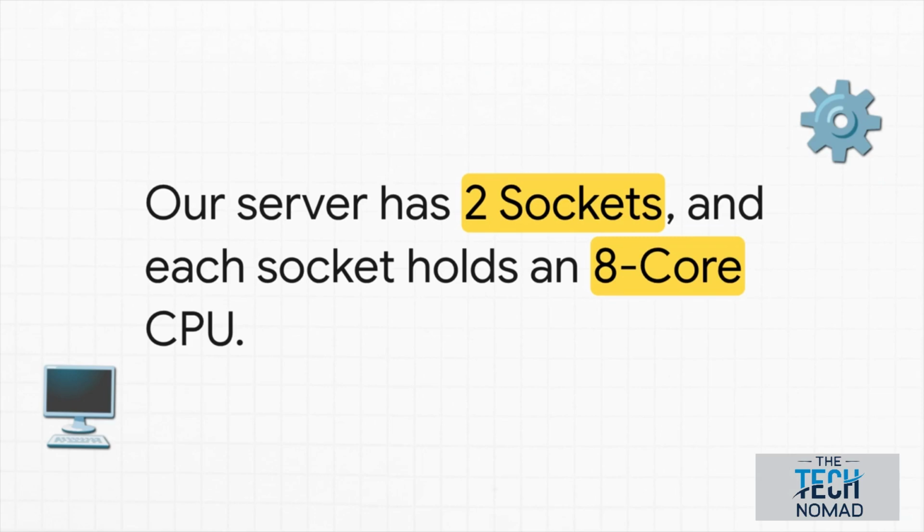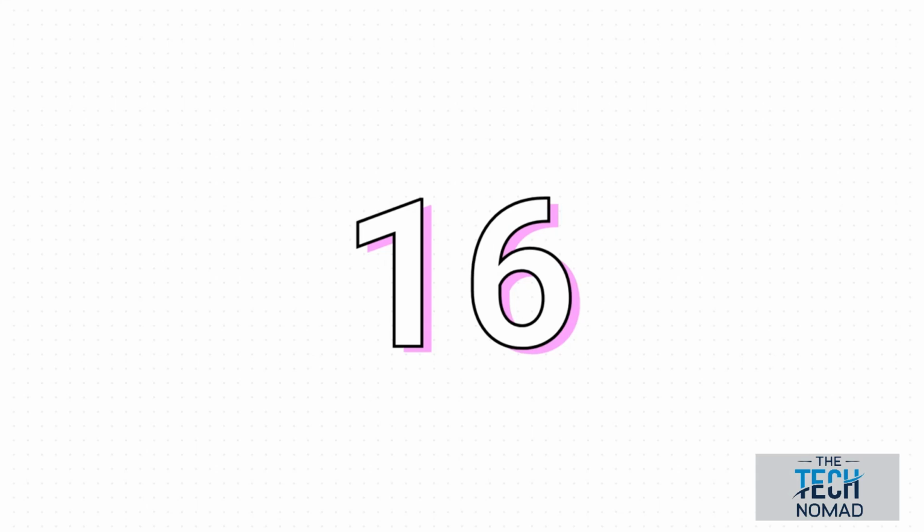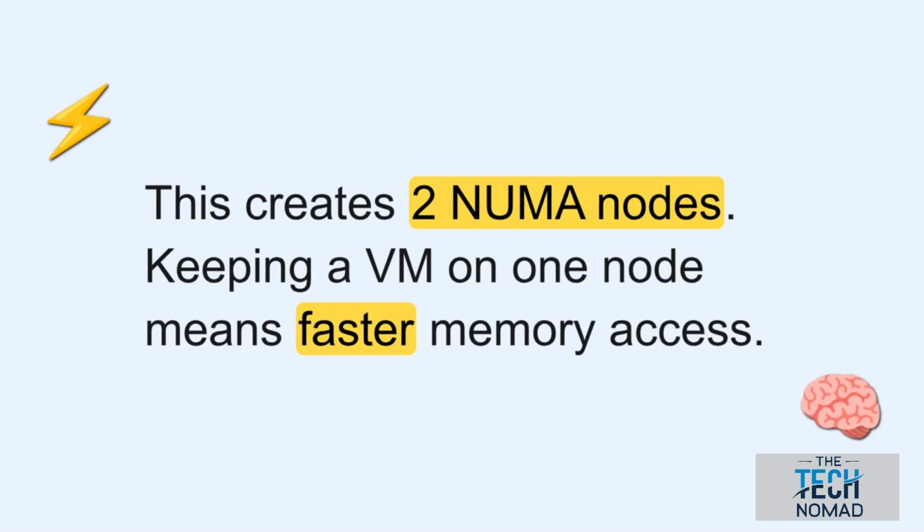Pretty standard setup. So, quick math. How much raw physical power are we working with? Well, it's pretty simple. 2 sockets times 8 cores in each CPU gives us a grand total of 16 physical cores. That's our hardware budget. That's the total amount of power the hypervisor gets to play with. And because we have 2 sockets, each with its own CPU and its own local memory, guess what? This physical layout automatically creates two NUMA nodes.